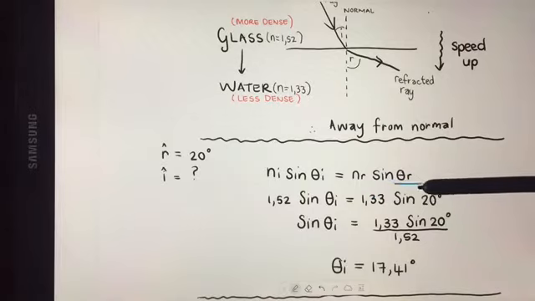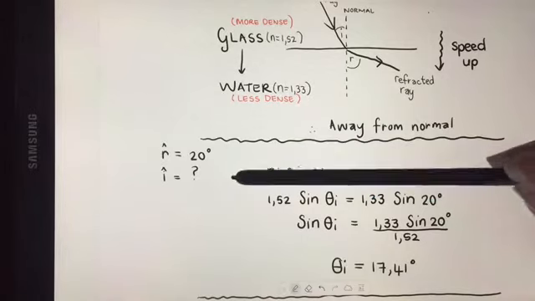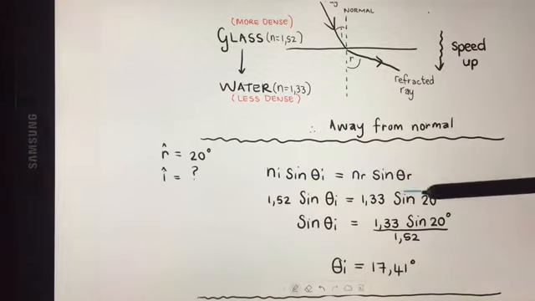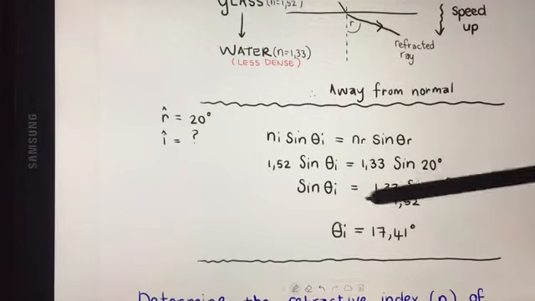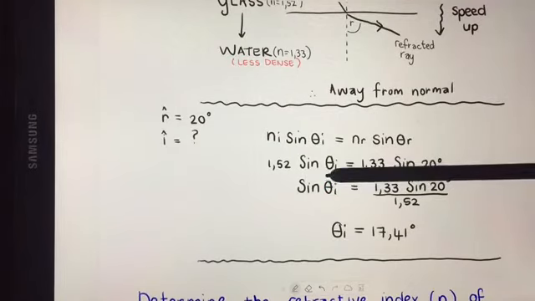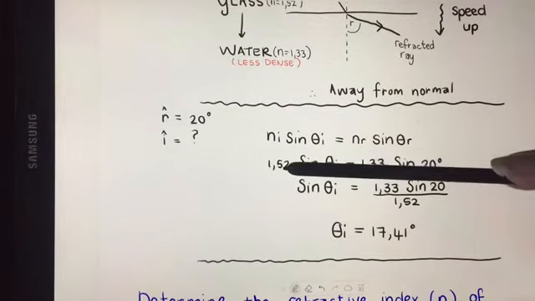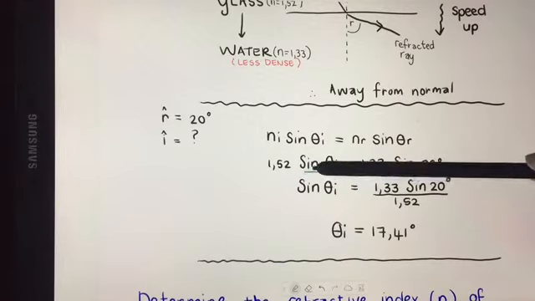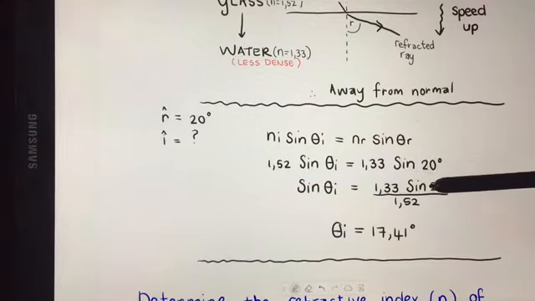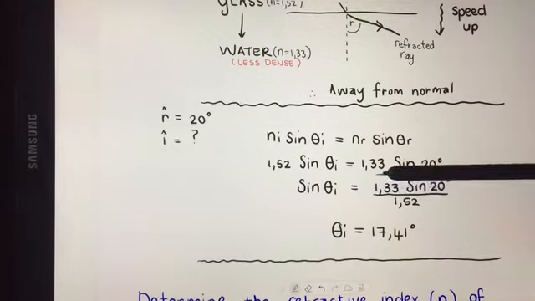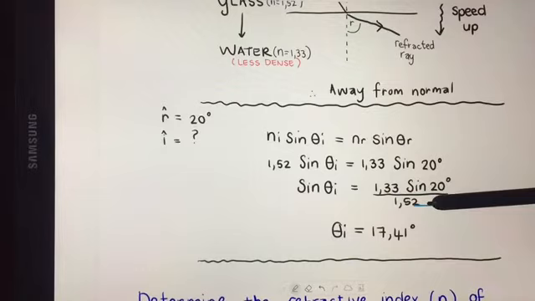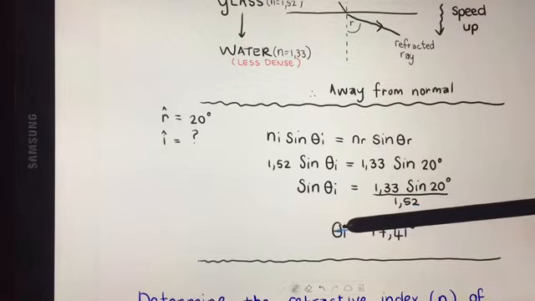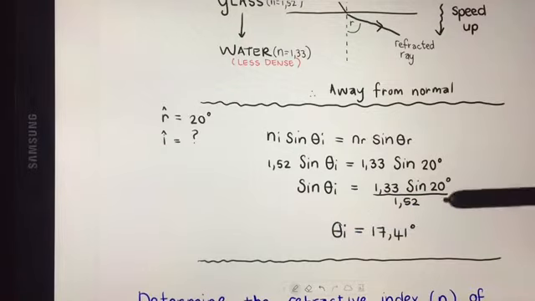And then sine of the angle of refraction, and the angle of refraction was given as 20, so sine 20 degrees. So I now need to get theta alone. Firstly, if I divide by 1,52 on this side, I must do the same on that side, and I get sine theta is equal to 1,33 times sine 20 degrees divided by 1,52, and the angle then works out to 17,41 degrees.